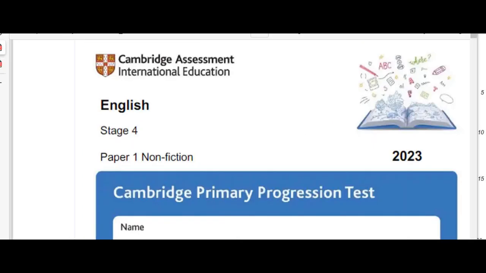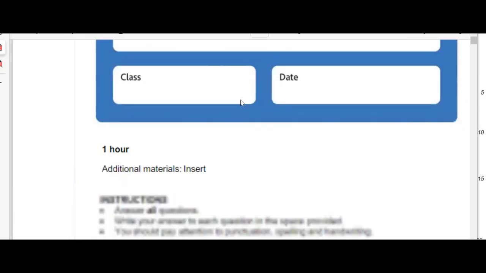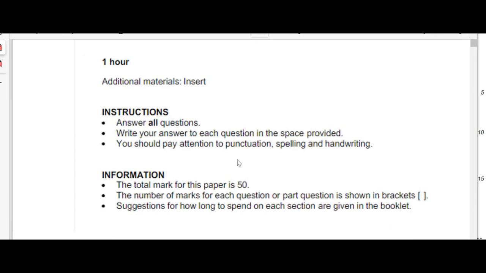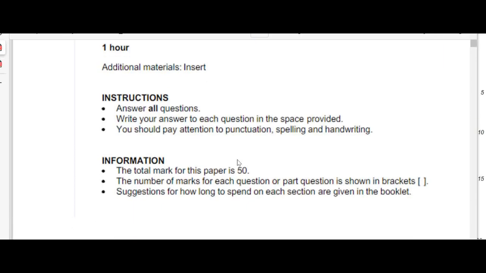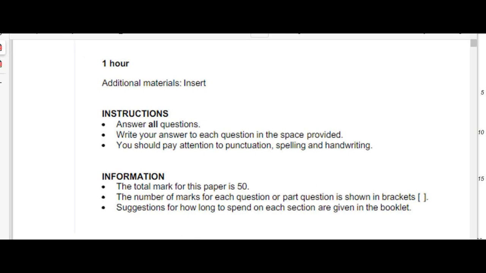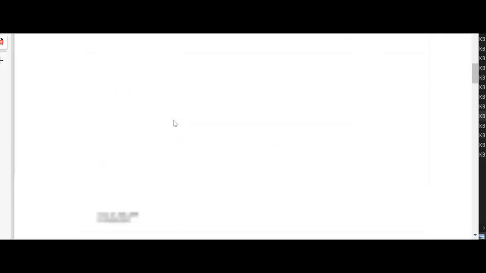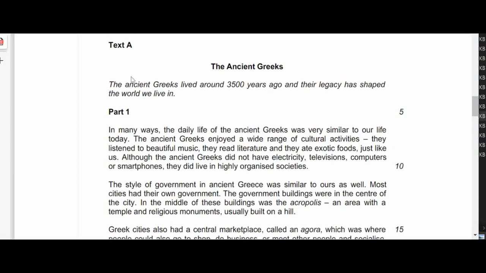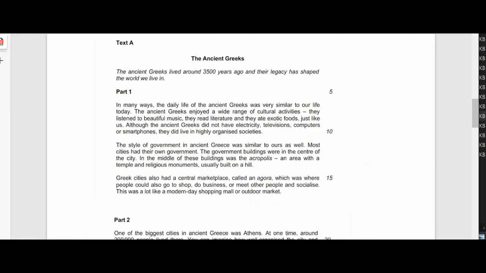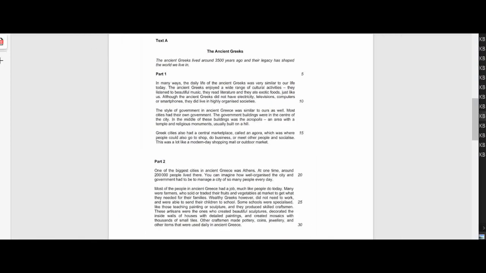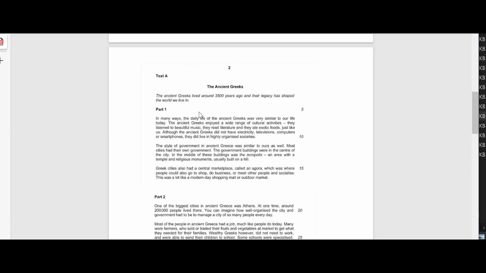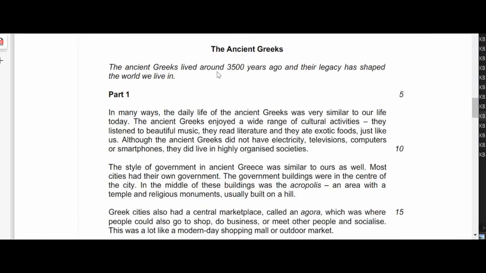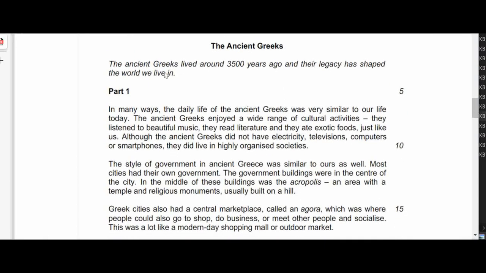Let's get started. In this Paper 1, we have additional material that is inserted to the reading. The total mark is 50 and the time is 1 hour. First of all, let's read the insert for 5 minutes. This is the insert, Paper 1. It is Text A, Part 1 and Part 2, and then there is Text B. Let's read Text A for 5 minutes. We don't have much time since we have to answer all the questions, so let's read from Part 1 first.